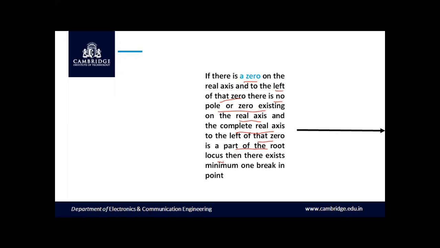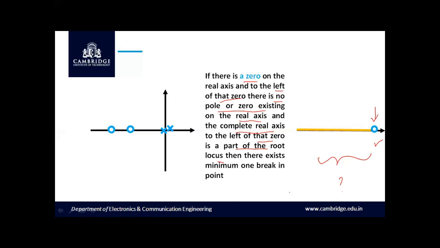If there is a 0 on the real axis, so let us mark a 0 on the real axis, and to the left of the 0 there are no poles and zeros existing. Yes, there are no poles and zeros existing in this example. And the complete real axis to the left of that 0 is a part of the root locus. Yes, of course, this complete real axis to the left of this 0 is a part of the root locus, which is justifying rule number 3.